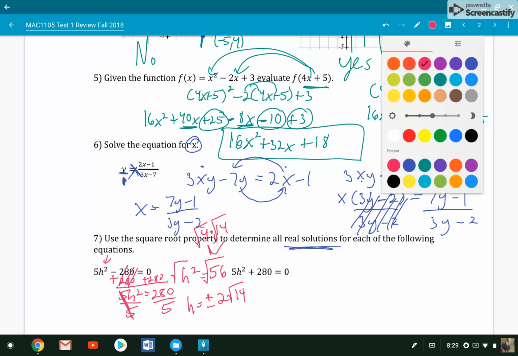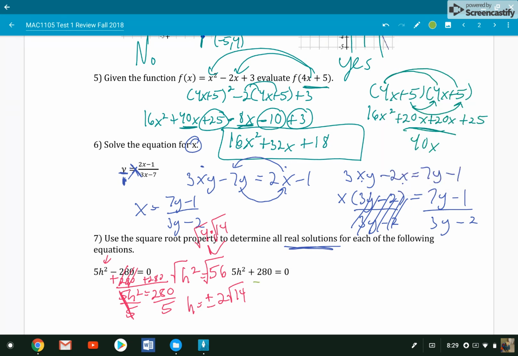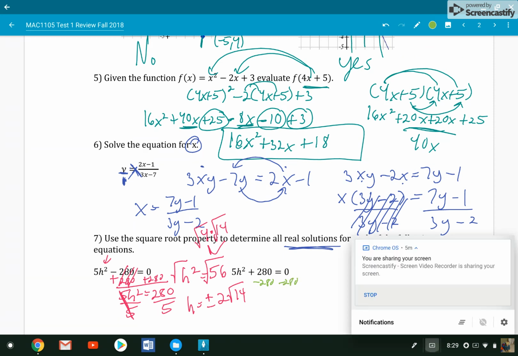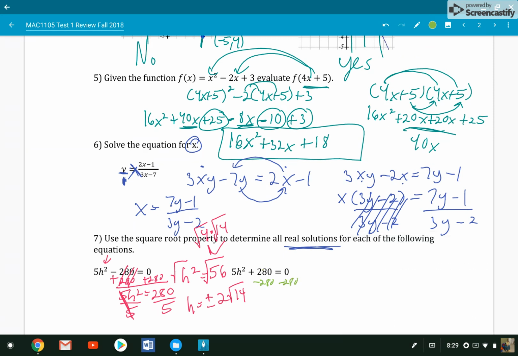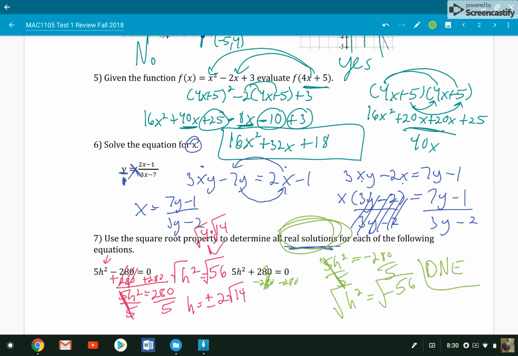Similar set of steps on the one on the right. I would take away 280 on both sides. So I'm going to get 5h squared equals a negative 280. You might be able to see where this is going already. If I divide both sides by 5, h squared is equal to, this time, a negative 56. And when I go to apply the square root property, when I go to take the square root of that negative, I don't get a real solution from there, but I get imaginary solutions. So because we're only looking for real solutions, there are no real solutions here. I would write does not exist, no solutions, something to that effect, no real solutions, essentially.